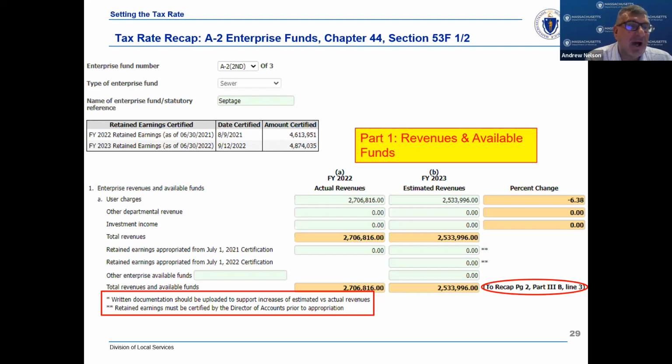This is the top half of the A2. This is the revenue piece. This is all the revenues you're going to get. You're going to get your user charges, which in something that's a ratepayer system is going to be your big thing.